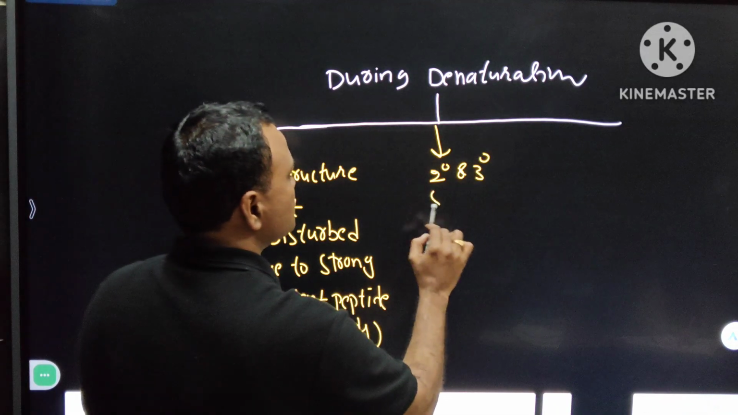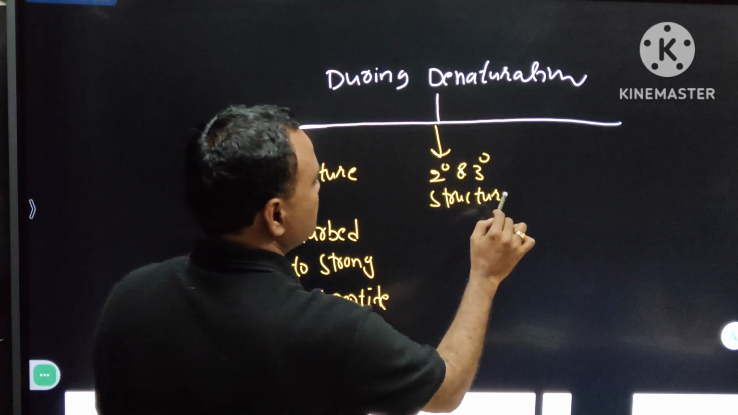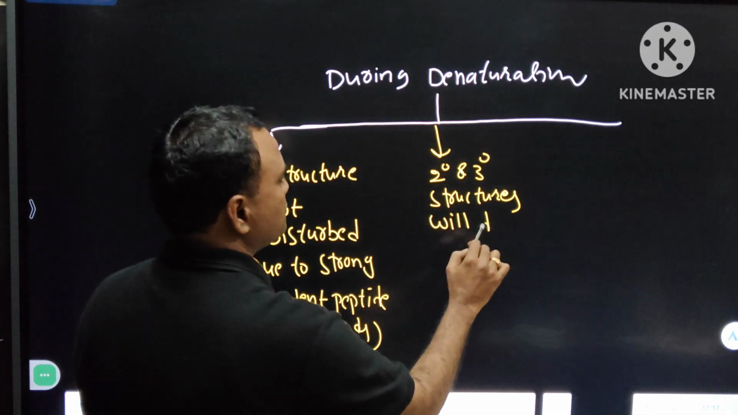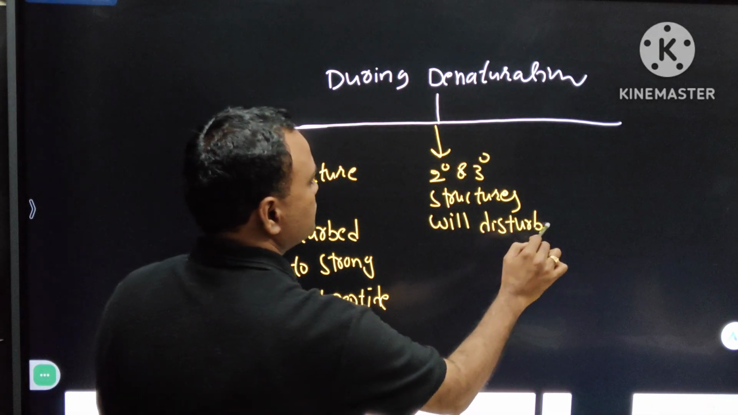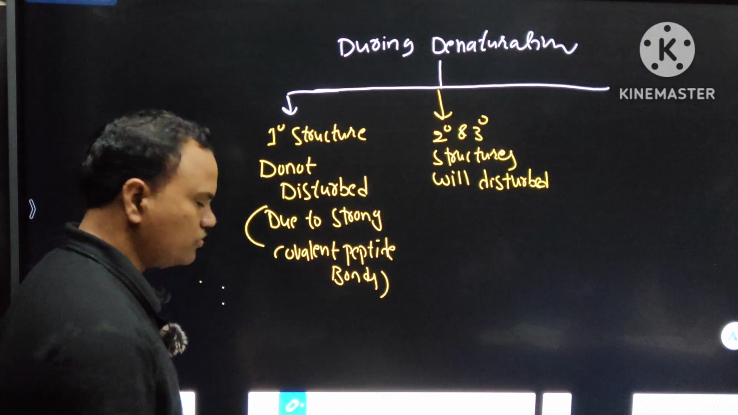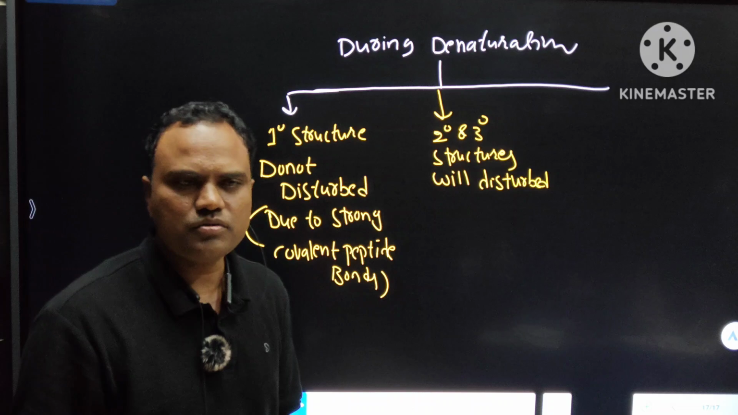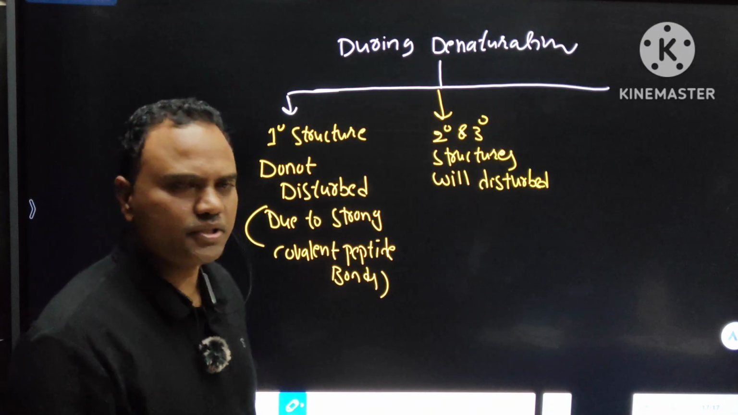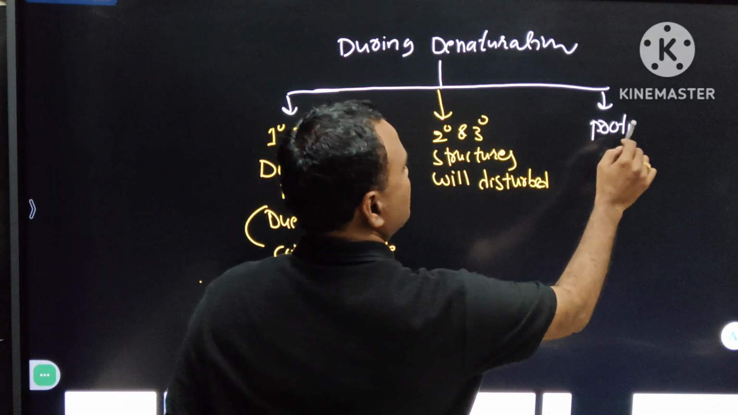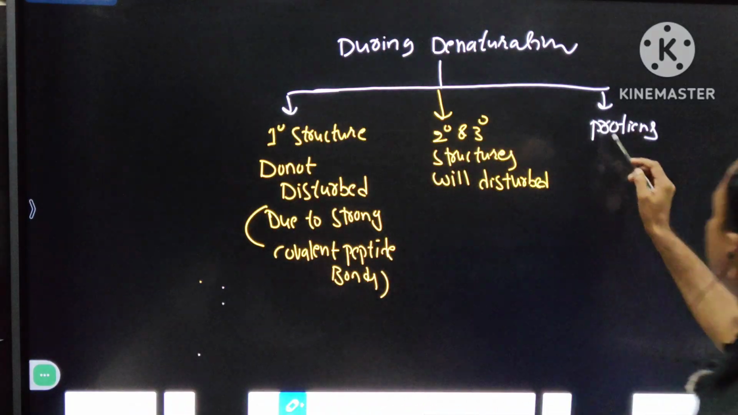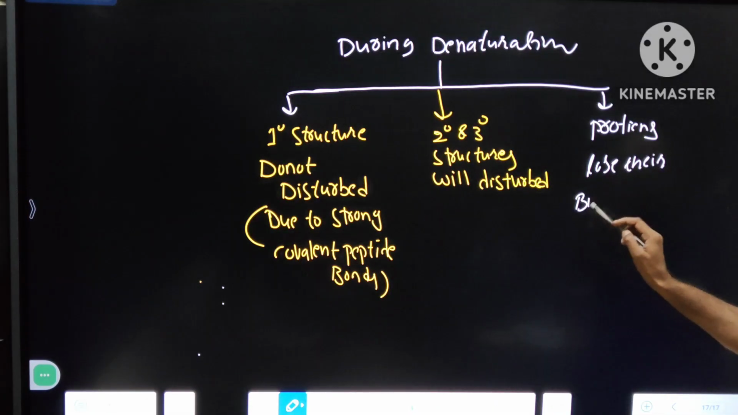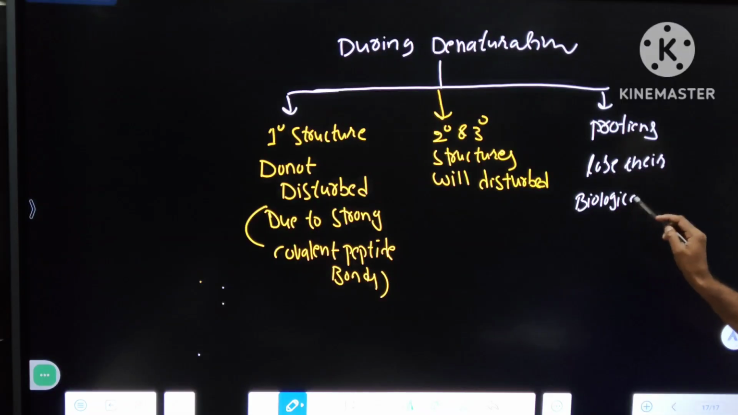Secondary and tertiary structures. My guess is questions will come on this. Secondary and tertiary structures will be disturbed. And another important point, you tell me, proteins lose their which activity? Proteins lose their biological activity.